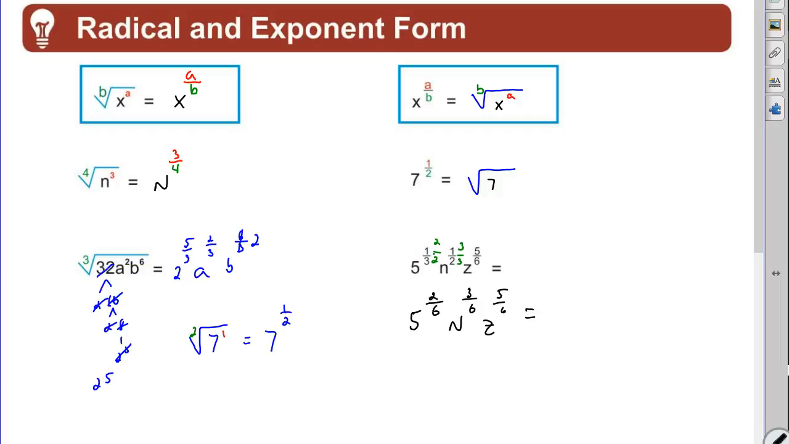Now I'm ready to convert it. Okay, so there's my radical sign, 5 squared n cubed z to the 5th all over the index of what? 6. See how we made that a single radical? And one last thing, turn any numbers back into the number form, and 5 squared is 25. So 6th root of 25 n cubed z to the 5th. Okay, radical form to exponent form and vice versa.